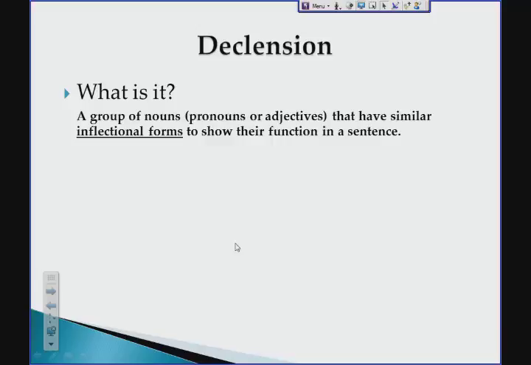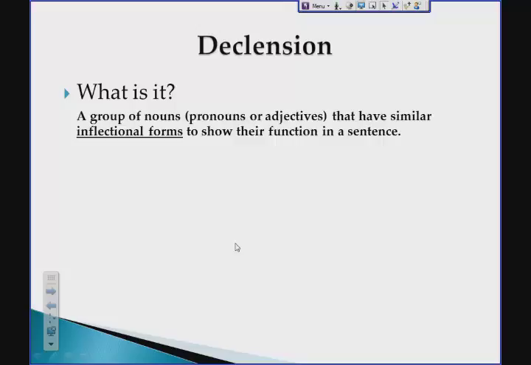I want to repeat this definition. A declension is a group of nouns. Like I said, we have three declensions. In other words, we have three groups. We have a group 1 and a group 2 and a group 3 called first declension, second declension, and third declension. So now we're talking about a group of nouns that have similar inflectional forms.